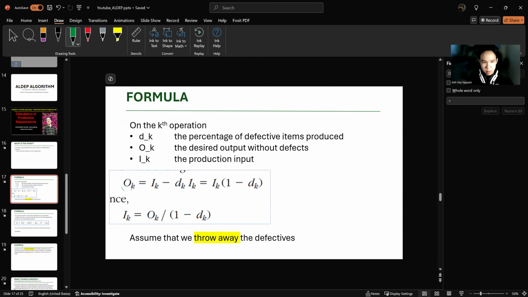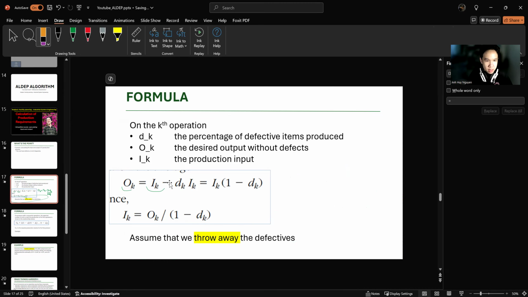So the output is obviously equal to the input, right? But we live in a non-perfect world. There will be defects, so we have to subtract the defects here. The DK is the percentage of defect items. You multiply it with the input and you receive the number of defect items. You subtract the defects from the original input and you receive your output. That's it. In this case, we assume that we throw away all of the defects. We don't rework them. Okay.